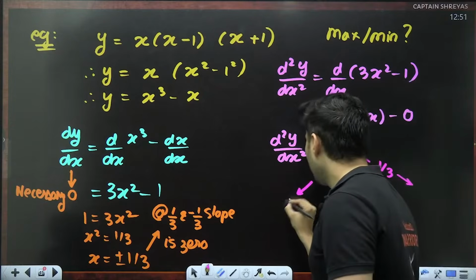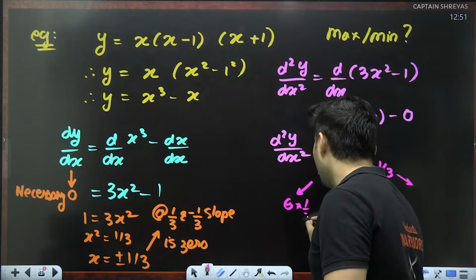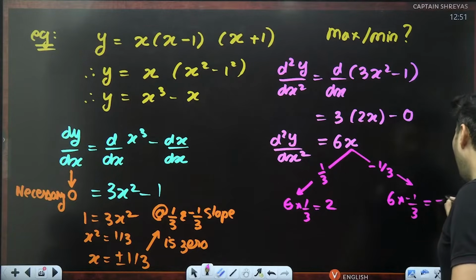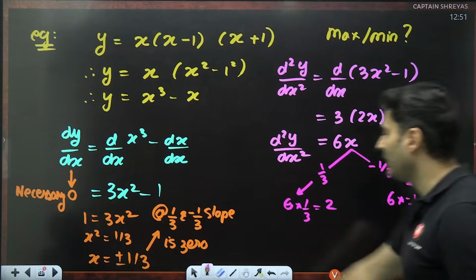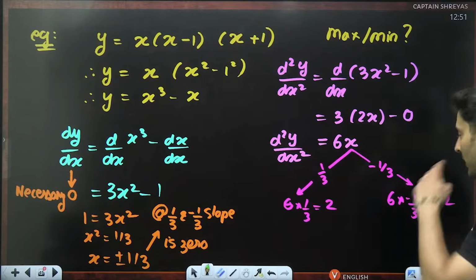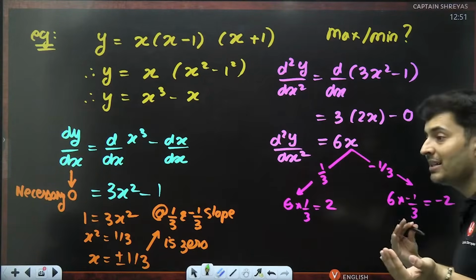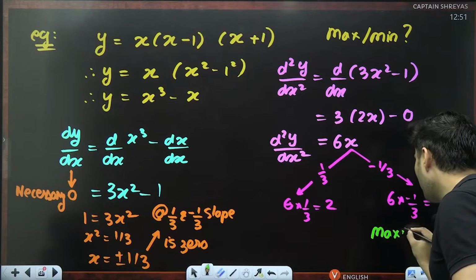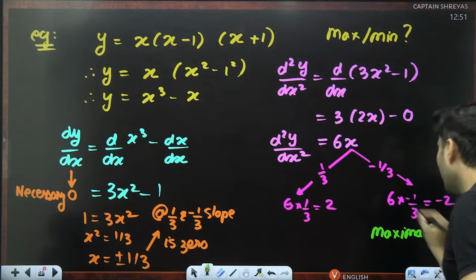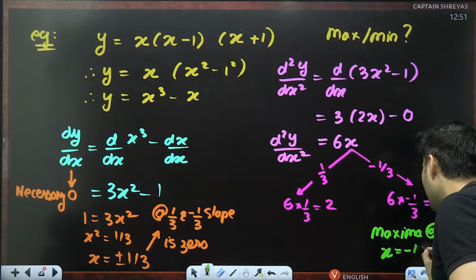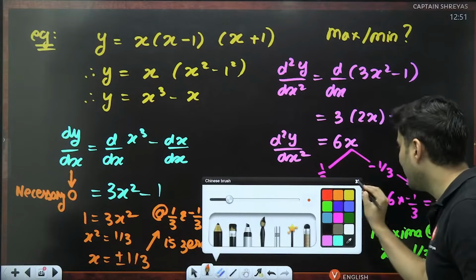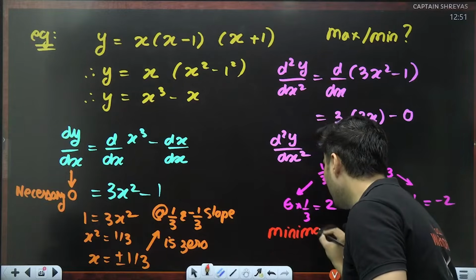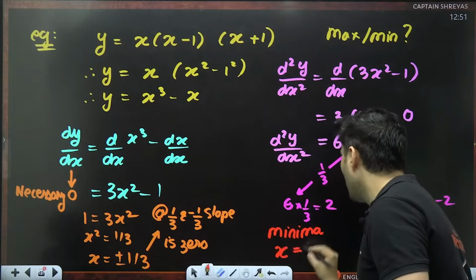6 into 1 by 3 is basically 2. 6 into minus 1 by 3 is minus 2. This is positive, this is negative. It is very, very clear now what is happening. Negative means maxima. So there is a maxima at x equals to minus 1 by 3. Also, I get to know, because this is positive, there is a minima at x is equal to plus 1 by 3.